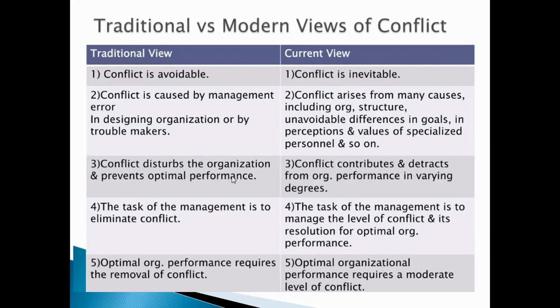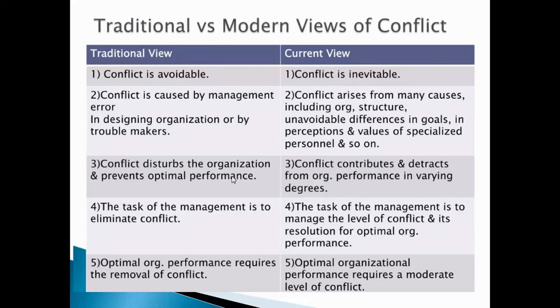So how has conflict been viewed by the scholars working in this field? We can categorize the views of conflict into two: the traditional view and the current view. Traditionally, conflict is viewed as a negative thing, and scholars said it should be avoided. We should always look for ways to avoid conflict. The current perspective is that conflict is inevitable.